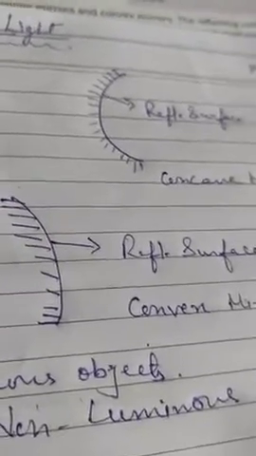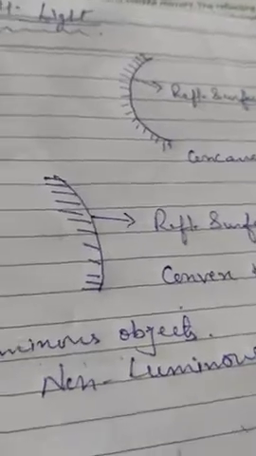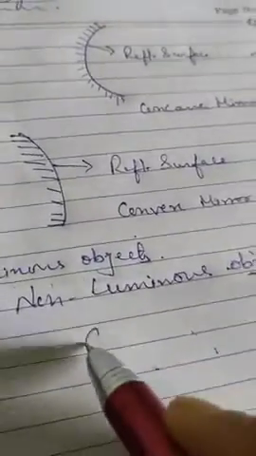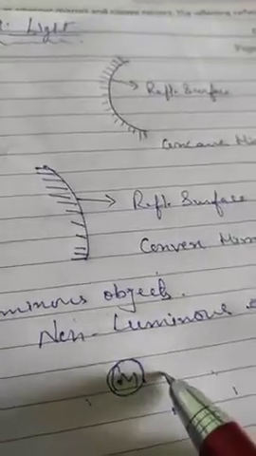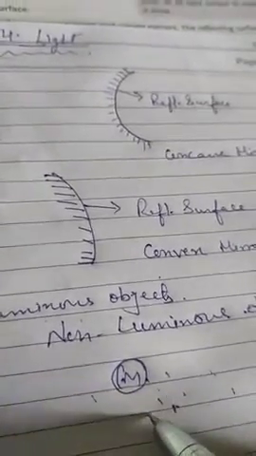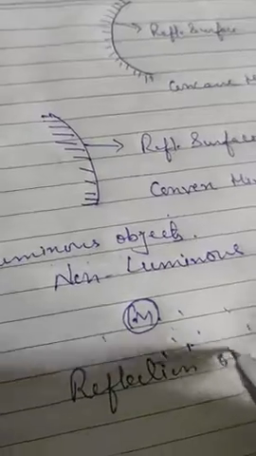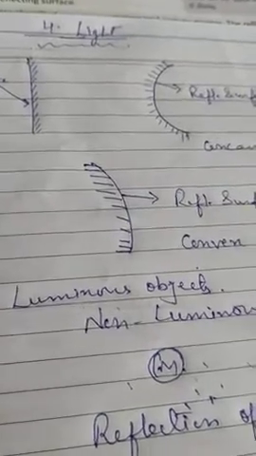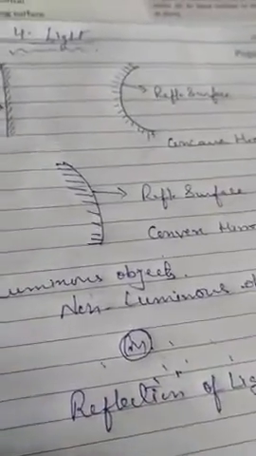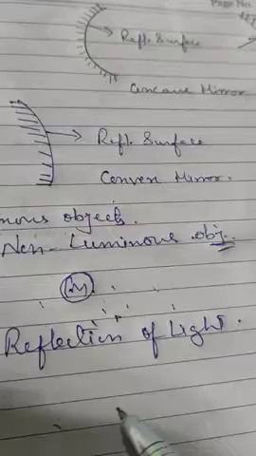What about the moon and the planets, children? The moon and the planets are also non-luminous. But if the moon is non-luminous, then how come we are able to see at night? Yes, the answer to this is reflection of light. We are able to see at night due to reflection of light. The sun's light is reflected from the moon's surface, and we are able to see at night. The reason we are able to see any non-luminous object around us is because of reflection of light.